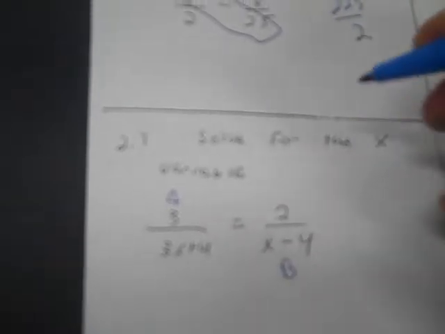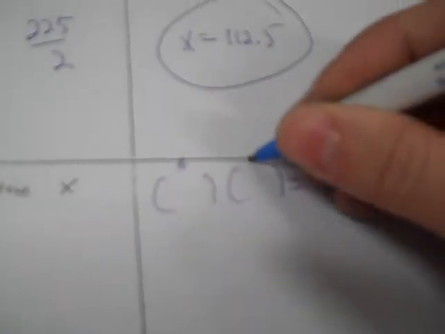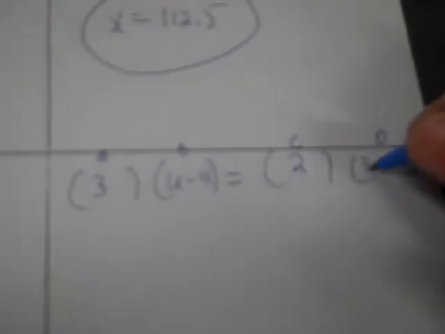Okay, now my next one's a little bit more complicated. I can't just cross multiply and divide, so the backup plan is to go A, B, C, D. So I set up my equation, just two parentheses on each side, and then I take A times B over here, and then C times D over here. So A is just the value of 3, B is 1x minus 4, C is 2, and D is 3x plus 4. So I have three numbers over here.